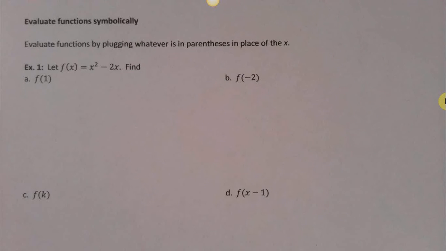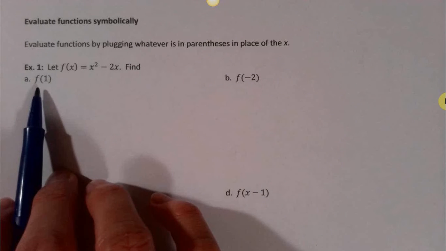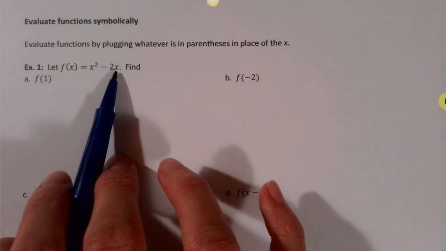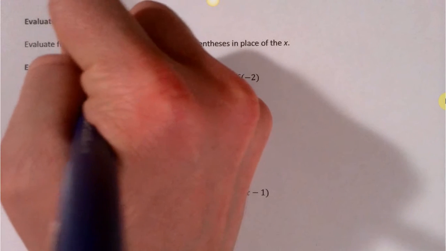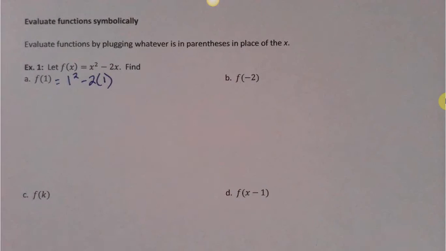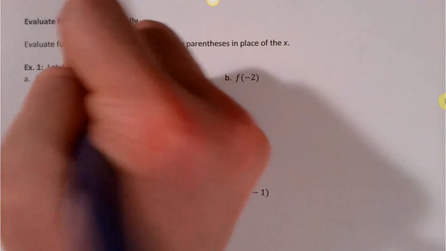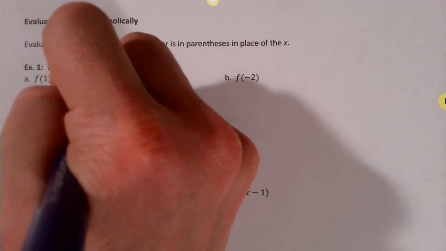So for example 1, we're given the function x squared minus 2x, and we're first asked to evaluate f of 1. So this is saying that everywhere we see an x in this function, we're going to replace it with a 1, which would look like 1 squared minus 2 times 1. And then to simplify this, 1 squared is 1, minus 2 times 1 is 2, and then 1 minus 2 is negative 1.